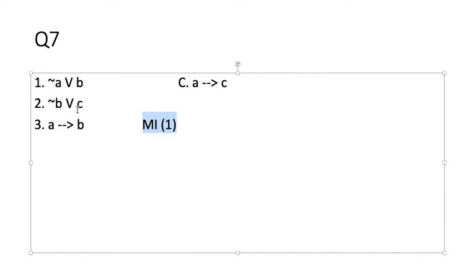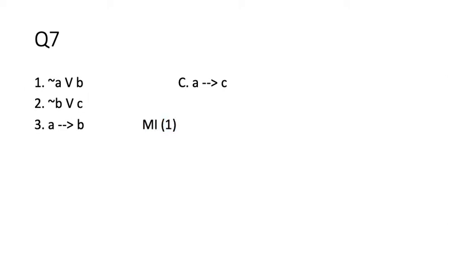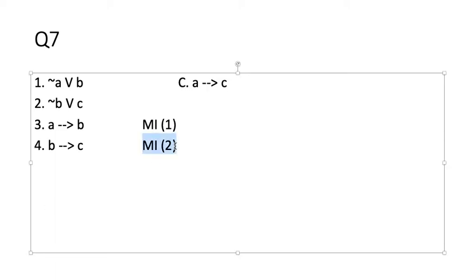Then I'm going to do the same with line 2. Line 2 becomes if B then C via material implication. Okay, and now look what I have. Now I'm very close to the conclusion. I have on line 3 a conditional, the consequent of which is B. And on line 4, I have a conditional, the antecedent of which is B. And so I can just do hypothetical syllogism on 3 and 4 to give me if A then C, and that's my conclusion.